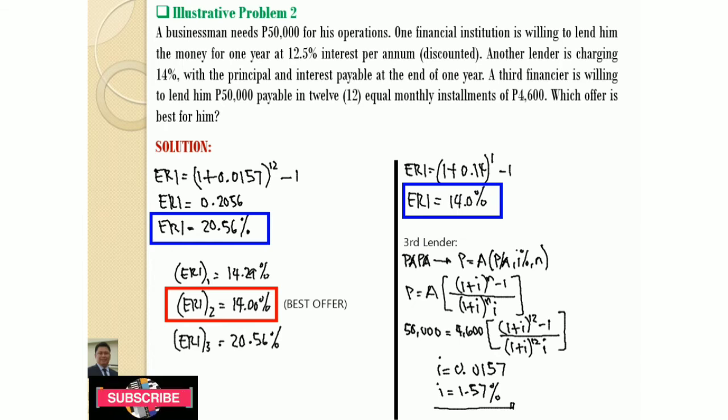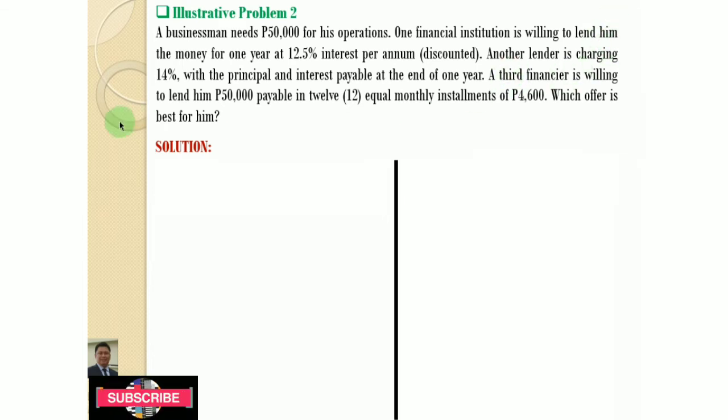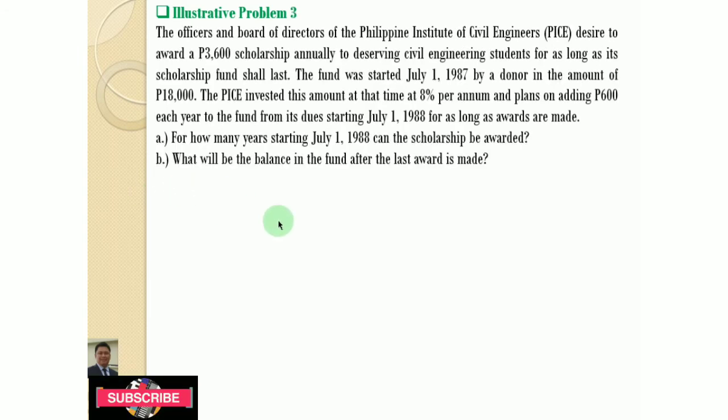so proceeding, we have now this last illustrative problem number 3. The officers and board of directors of the Philippine Institute of Civil Engineers, or the PICE, desire to award a 3,600 pesos scholarship annually to deserving civil engineering students for as long as its scholarship fund shall last. The fund was started July 1, 1987 by a donor in the amount of 18,000 pesos.